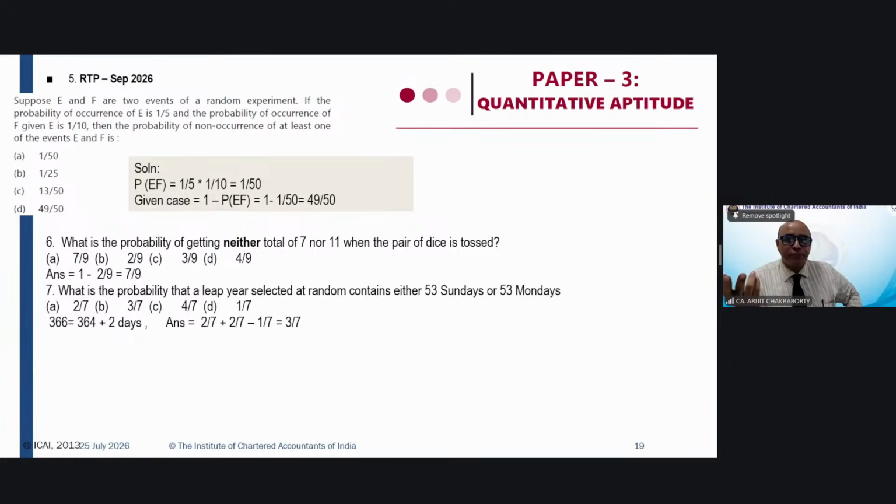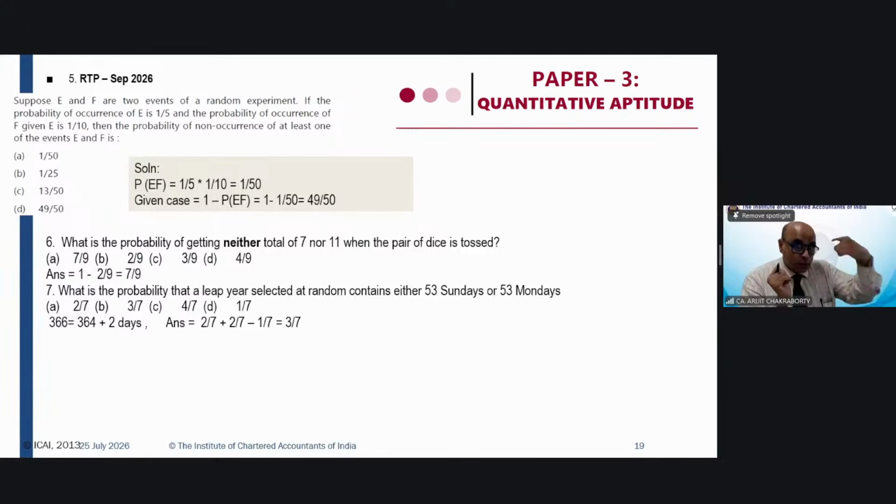Leap year comes once every 4 years. And on a leap year, we have 366 days. So I can break 366 into 364 plus 2 days. 364 means 52 weeks are over, 52 into 7 is 364. It's a wonderful question, I must say. Thanks once again to the ICAI for giving us these types of questions in the MTP and the RTP, which I guess challenge our intelligence and make us sharper. This is just my understanding. I guess some of you at least will agree with me.